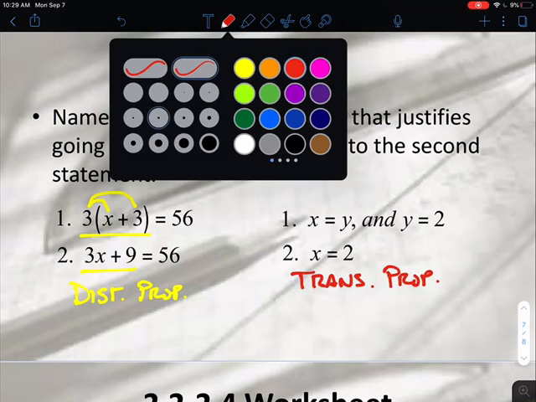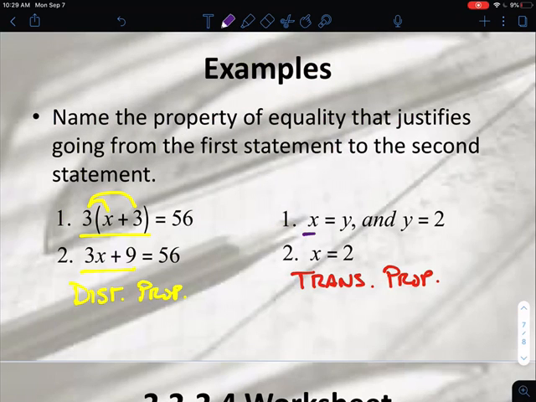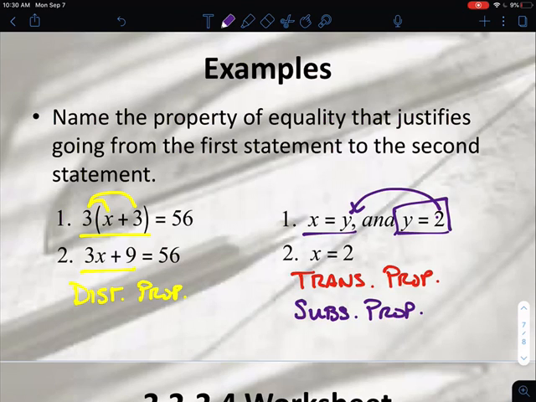Now the other thing we could look at here is the fact that I had this equation x equals y to start with. And then the very next thing they tell me is that y is equal to 2. So what they're telling me is I can take 2 and replace it anywhere I see a y. So over here in this original equation, x equals y, I could replace y with 2. And so another option here would be the substitution property. So this is what a substitution would look like. I take one thing and replace it with another.